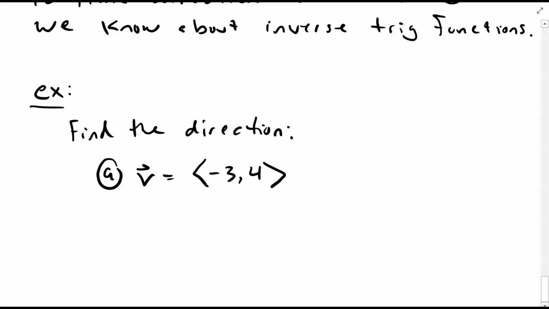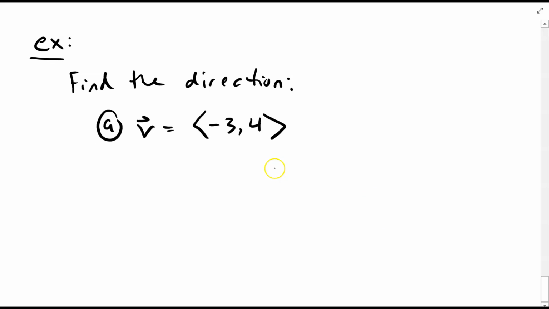Everybody okay with this? So notice that this vector is written in component form. So the first thing I'm going to do is draw myself a picture. So the vector I'm drawing is there. Everybody's okay with that?